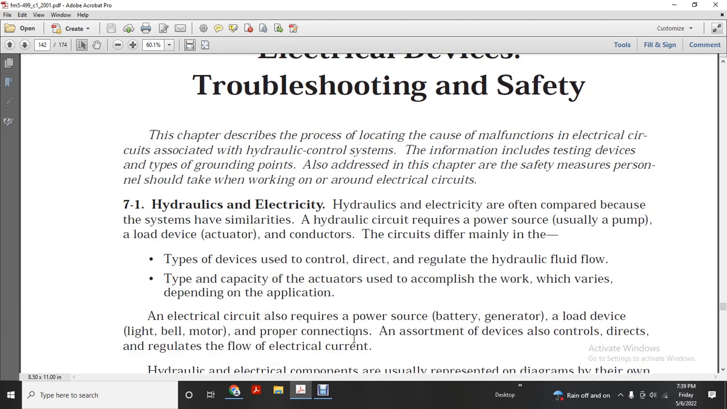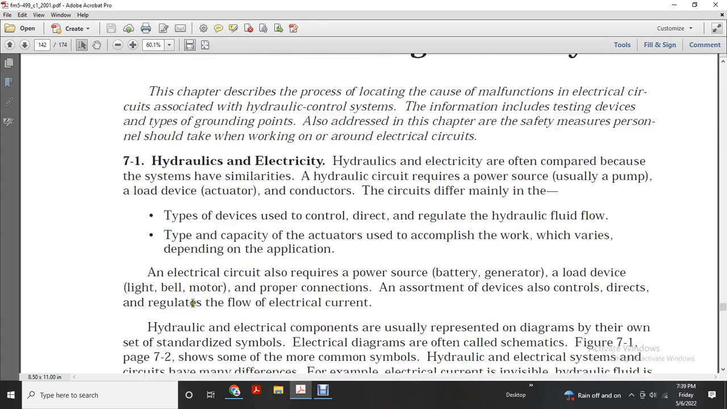Hydraulic and electrical systems are often compared because of their similarities. Hydraulic circuits require a power source, usually a pump, a load device, an actuator, and a conductor. Circuits differ mainly in the type of device used to control and regulate hydraulic fluid, and the type and capacity of the actuator used to accomplish the work, which varies depending on the application.